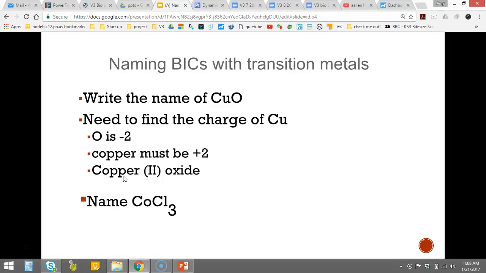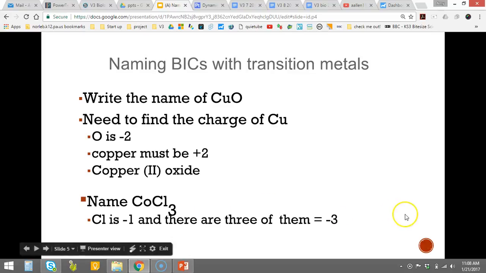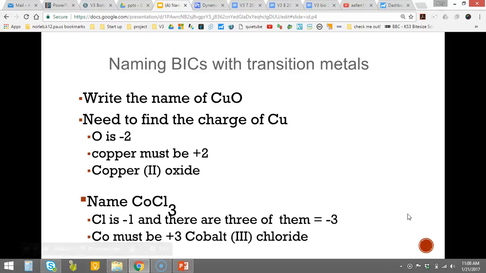Here's another example. In this compound, we have cobalt bonded to chlorine, and notice we have 3 chlorines to work with. So first we figure out the oxidation charge of chlorine, and that would be -1. There are 3 of this element in this compound, so a total of -3. For cobalt to balance that out, cobalt has to be a +3, which makes the name of this compound cobalt(III) chloride.